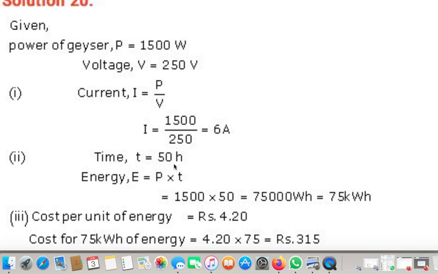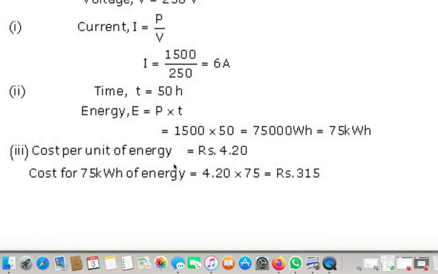So to calculate the electrical energy cost, as we have just discussed in the previous numerical, what will we do? We will calculate the electrical energy P into T in kilowatt hour. P, power, how much is given in the question? 1500 watt. So 1500 into time in hours, 50 hours. So I'll get 15 into 5 is 75,000 watt hour. But to calculate the cost per unit, meaning for per 1 kilowatt hour, we have to divide it by 1000. 3 zeros will be cancelled. 75 kilowatt hour.